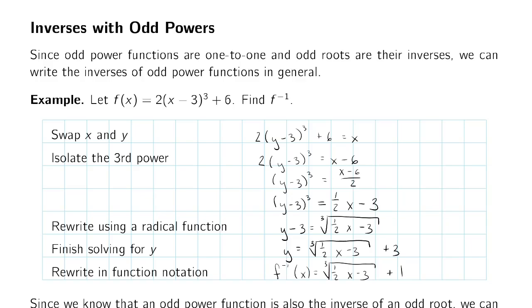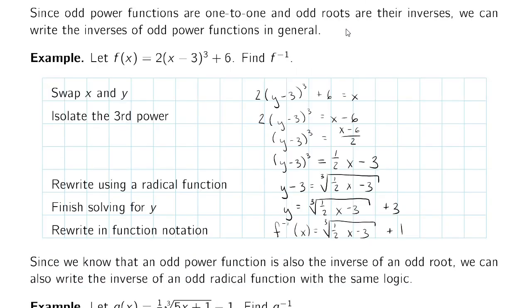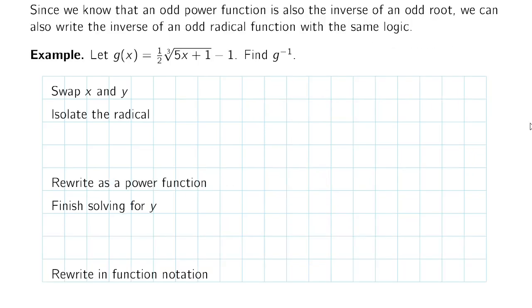And of course, we can go in the other direction as well. The odd power function is the inverse of the odd root. So we can rewrite the inverse of an odd root function with an odd power function. Here we have g of x is a half third root of 5x plus 1, all minus 1. So we start with our basic swap x and y move. We'll have a half third root of 5y plus 1, all minus 1, equals x.